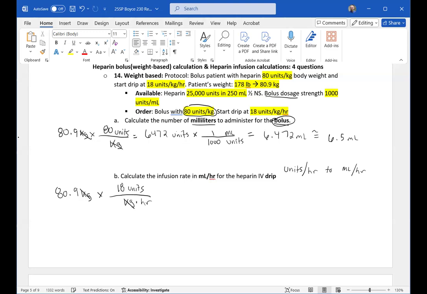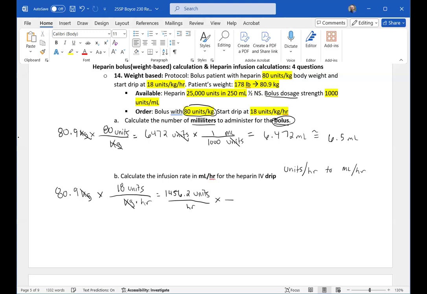I always like to cross my units out. So 80.9 times 18. So let me plug that into my calculator. 80.9 times 18. I'm going to get 1,456.2. And then what's left over? Units per hour. Now, some people just prefer to kind of keep the hour over here. I'm going to show you why I'm doing this in just a second.